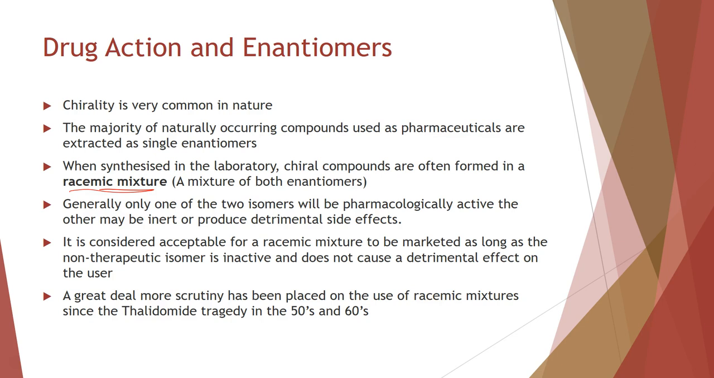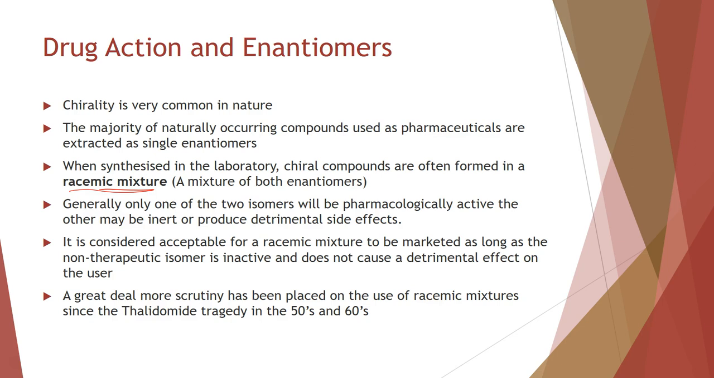Generally, when we're talking about pharmaceuticals, only one of the 2 isomers will be what we call pharmacologically active, that is, will have the desired therapeutic effect. The other isomer may just be inert, i.e. it does nothing when it binds, or the worst case scenario, it can cause detrimental side effects, as we saw with the thalidomide. So it can be considered acceptable for a racemic mixture to be marketed as long as the non-therapeutic isomer, the one that doesn't have the effect that we want, is inactive or its side effect is non-detrimental.